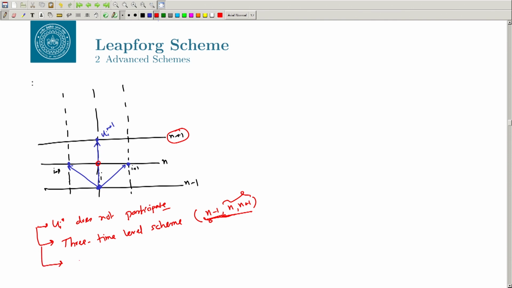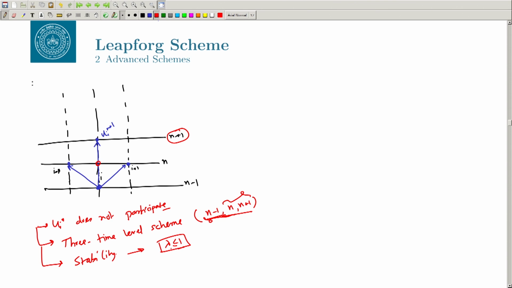We will discuss the stability shortly, and we will see that it is also stable for lambda less than or equal to 1. Okay. So, that is very interesting. We just changed the time stepping from forward in time to central in time, and the entire scheme became stable for lambda less than or equal to 1.